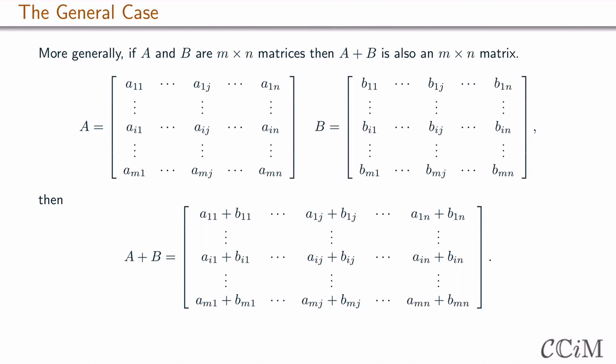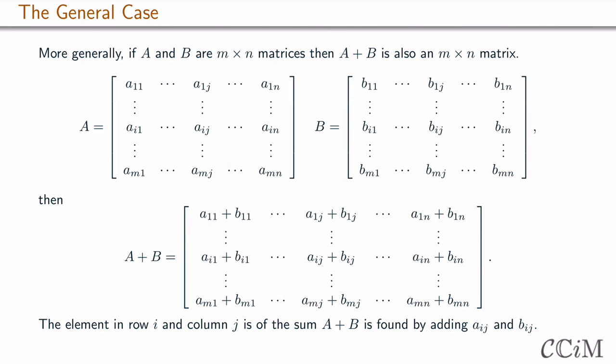More generally, if A and B are m by n matrices, then A plus B is of the same dimension. It's also an m by n matrix. So here you see two matrices A and B. Each of them has m rows and n columns. And so the sum also has m rows and n columns. In particular, the element in row i and column j, which is Aij for the A matrix and Bij for the B matrix, those two elements get added up to form the element in row i and column j in the matrix A plus B.